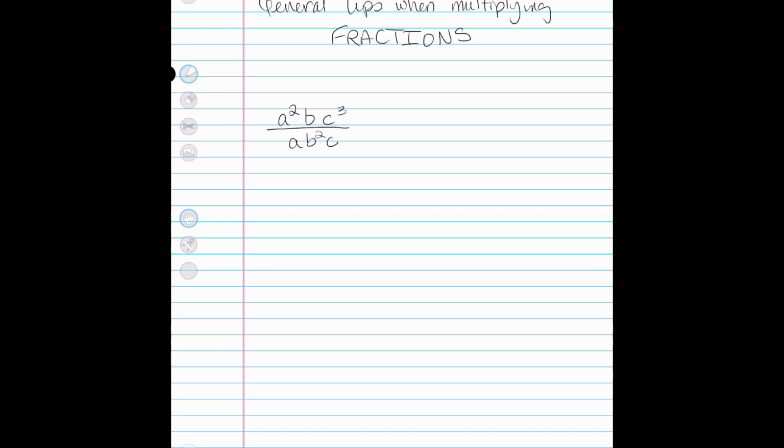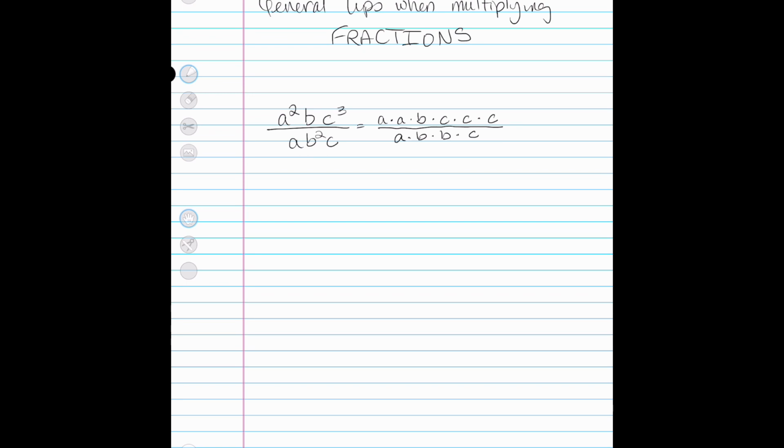So when we're looking at this, you can expand this out to say A times A times B times C times C times C. You can put that over A times B times B times C. And what this means is that when you have a number that's squared or a number that's duplicated in this manner, it just means that it is multiplied by itself. Now, the cool thing here is this is an easily reducible fraction.